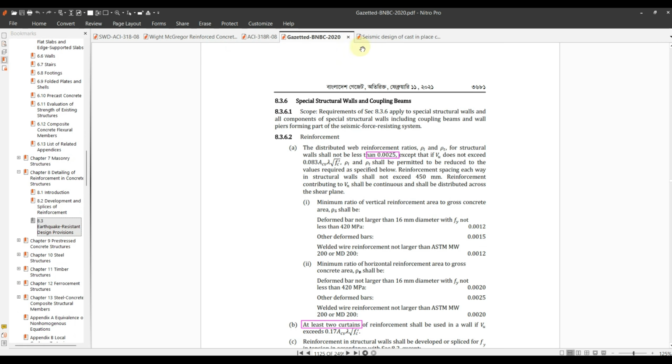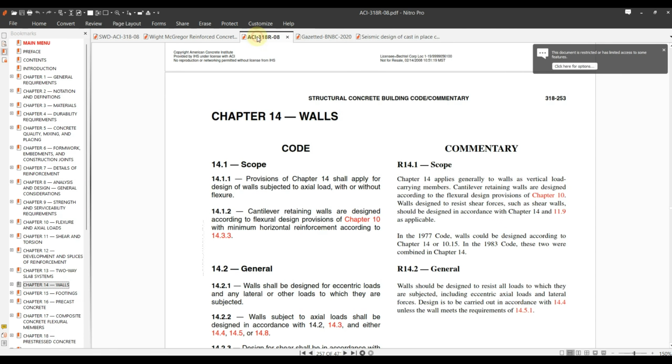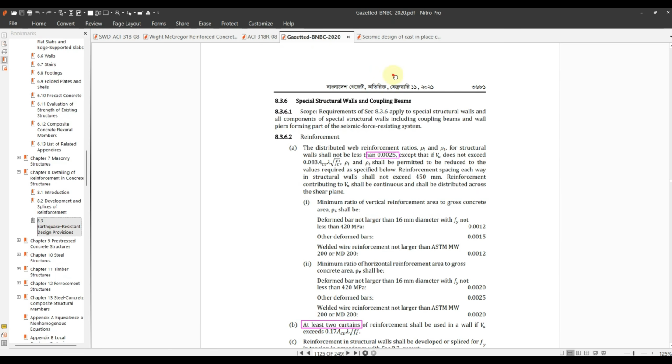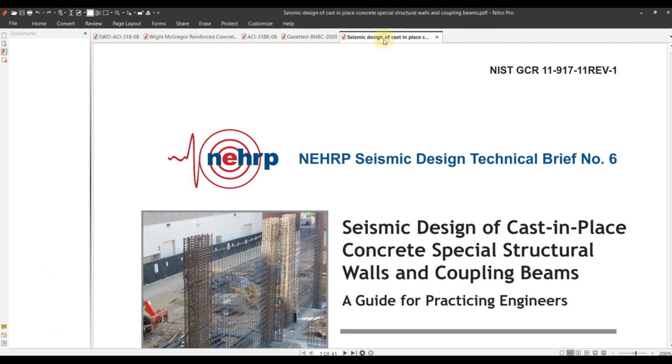Then we have the code requirements such as the BNBC 2020 in Bangladesh, which is actually a copy of ACI 318. And most important of all, I would make it a mandatory document to study. This is this one: NEHRP Seismic Design Technical Brief number 6, Seismic Design of Cast-in-Place Concrete Special Structural Walls and Coupling Beams.